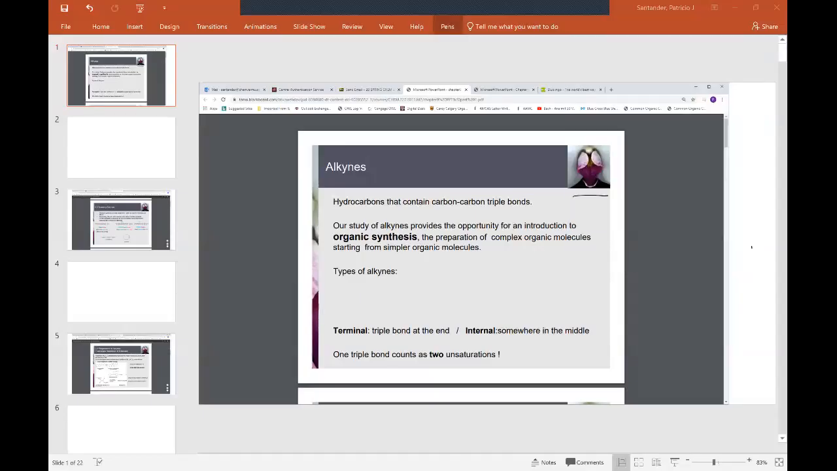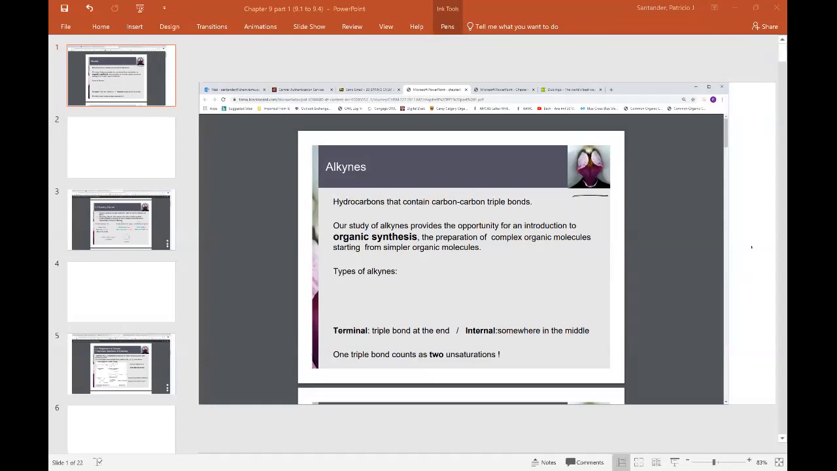Okay, so here I go in my second mini video, starting to discuss the chemistry of alkynes. So let's recall that alkynes are compounds that have two carbon atoms with sp hybridization side by side, and those carbon atoms are forming one sigma bond and two pi bonds.